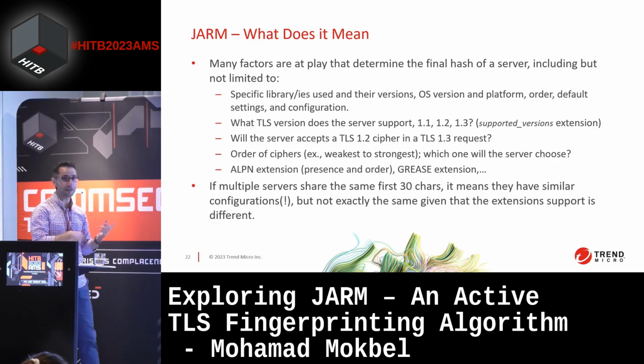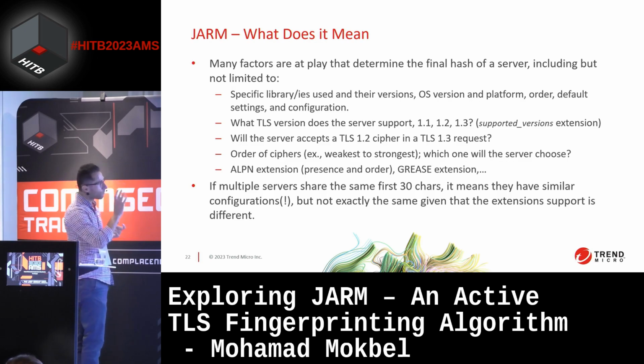So as you're interrogating the server with these 10 packets, the server would change some of the values based on these specifics. And as we've seen, the TLS version itself: what does the server support? What TLS version? For example, will the server accept a TLS 1.2 and a TLS 1.3 request? Again, the order of ciphers, depending on the order which one the server will choose. And of course, my favorite, the ALPN extension and the GREASE extension.